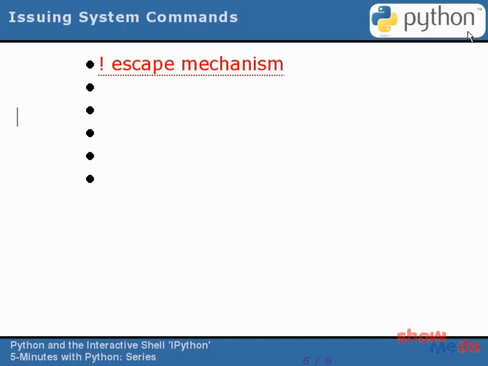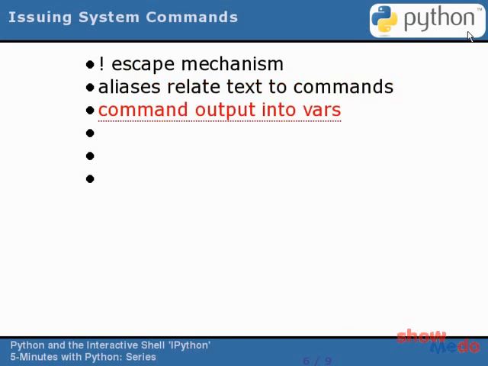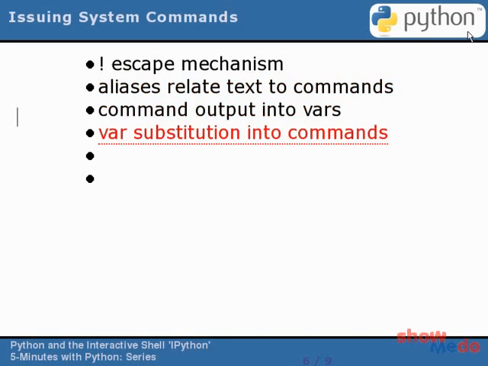You can also display the source fragment that defined it and its call signature if the object was callable. Arbitrary system commands can be entered by prefacing them with the exclamation or bang symbol as a common shell escape mechanism. Commands, perhaps with default arguments, can be aliased to a simple name for easier use. Command output, optionally split on line breaks or spaces, can be collected into Python variables. And in turn, variables can be substituted into commands.